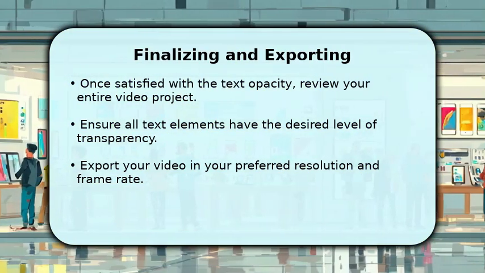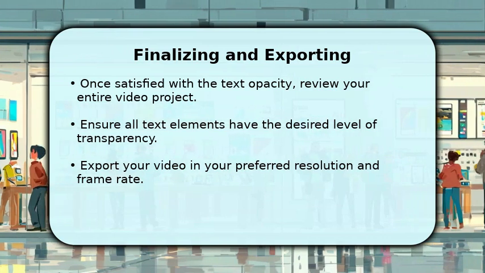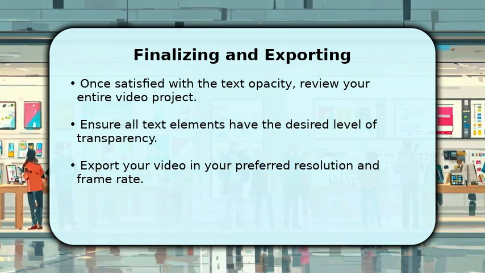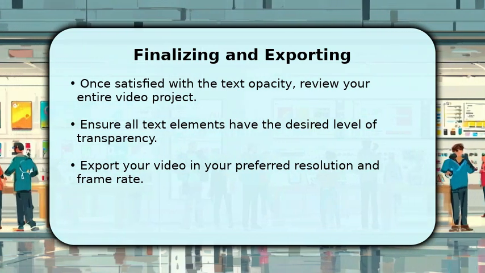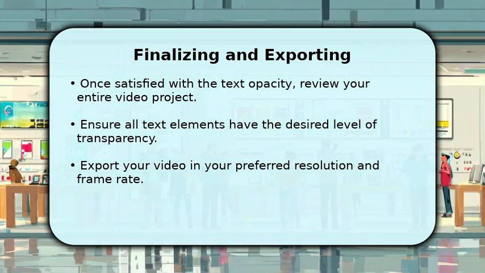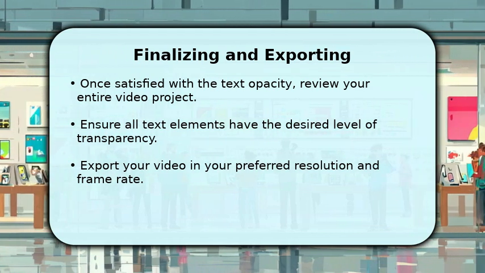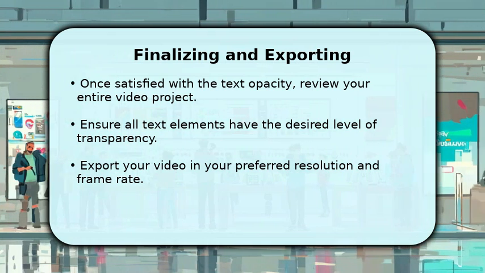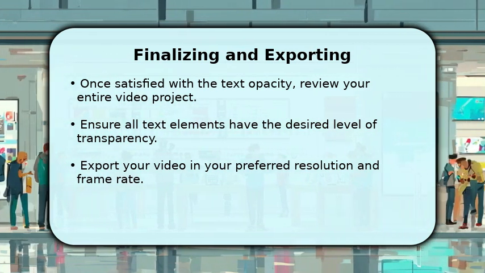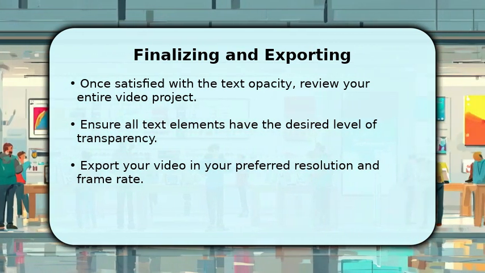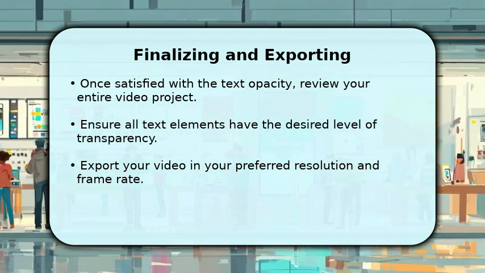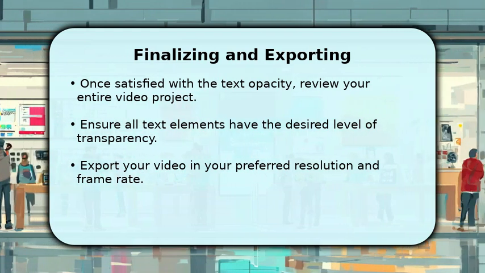After you've fine-tuned the opacity of your text to perfection, take a moment to review your entire video project. It's a good practice to watch through everything to ensure all text elements, not just the one you just edited, have the desired level of transparency and consistency. Once you're completely satisfied with all your adjustments, you're ready to export your video. Choose your preferred resolution, like 1080 pixels, and frame rate, such as 30 frames per second, and share your creation with the world.